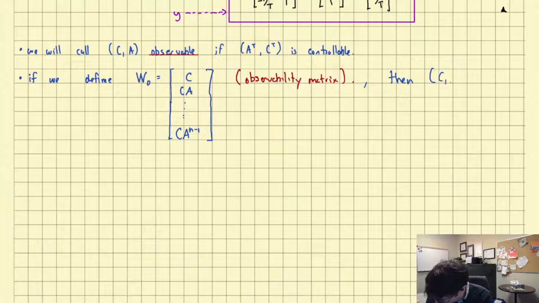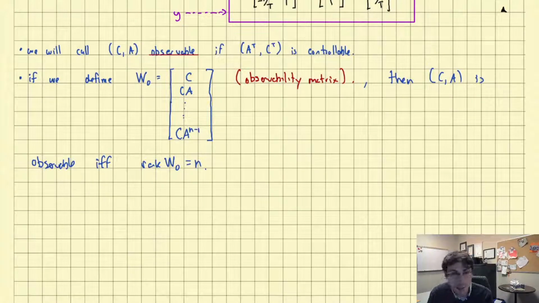Then C, A is observable if and only if the rank of W_O equals n. So observability, like controllability, boils down to a rank test. Okay, so we'll stop there.